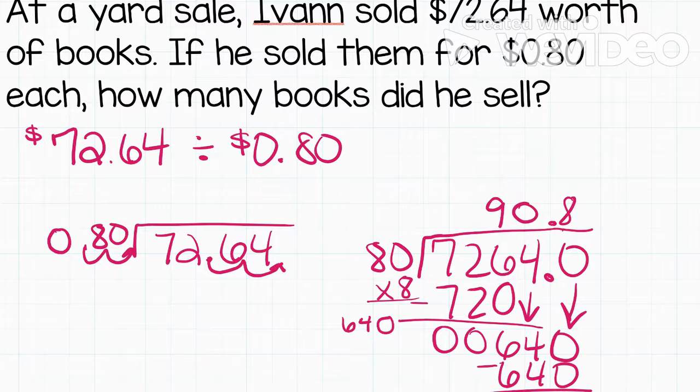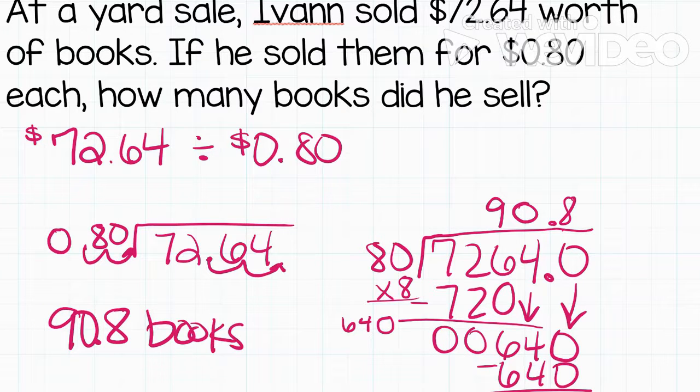So at the yard sale, Ivan sold 90.8 books. So he sold 90 books and then one book that was probably extremely damaged. And that's why it wasn't a full book. Okay, so that is how you use long division to solve these problems. Now, if you don't like to do long division, there's another method, and it's called the box method.